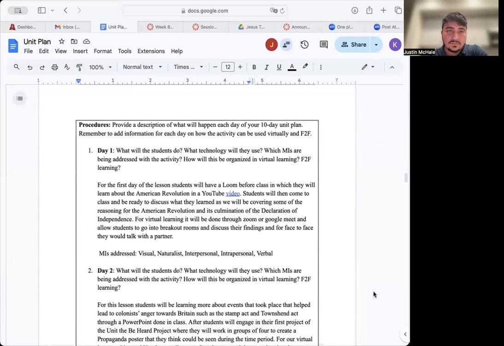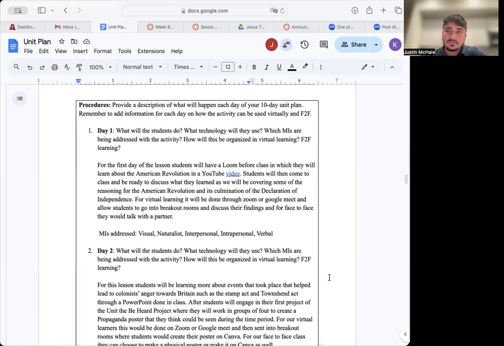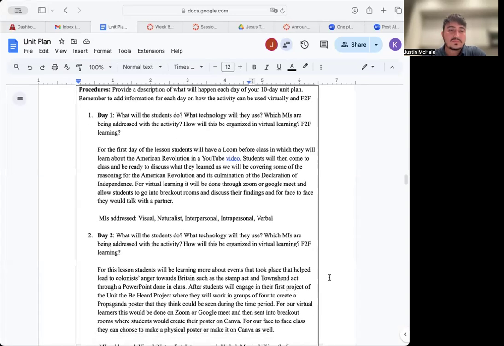So for our unit plan, one of the things with social studies is it can be very boring. So a lot of our unit plan goes into projects. So for example, our first week, students will come in and they'll have a Loom that they watch at home, which gives an overview of the American Revolution. So when they come to class, they'll start off the unit by going over some of the more basic stuff just to get into an overview.